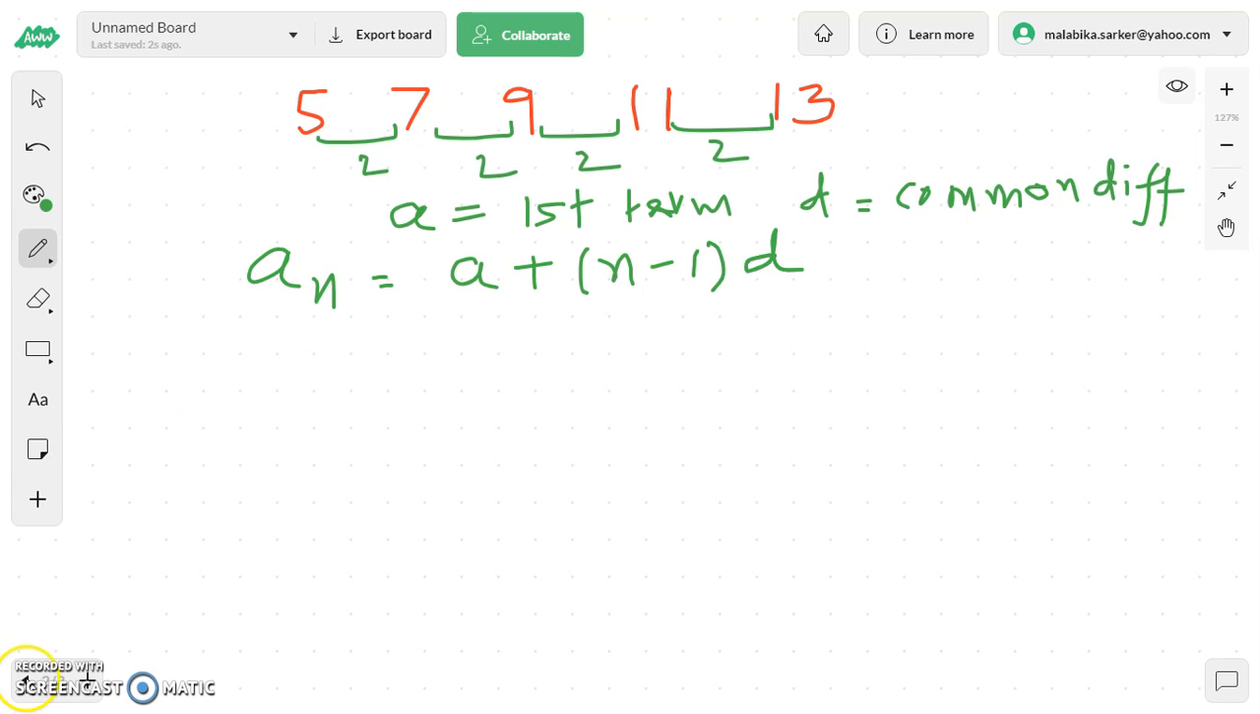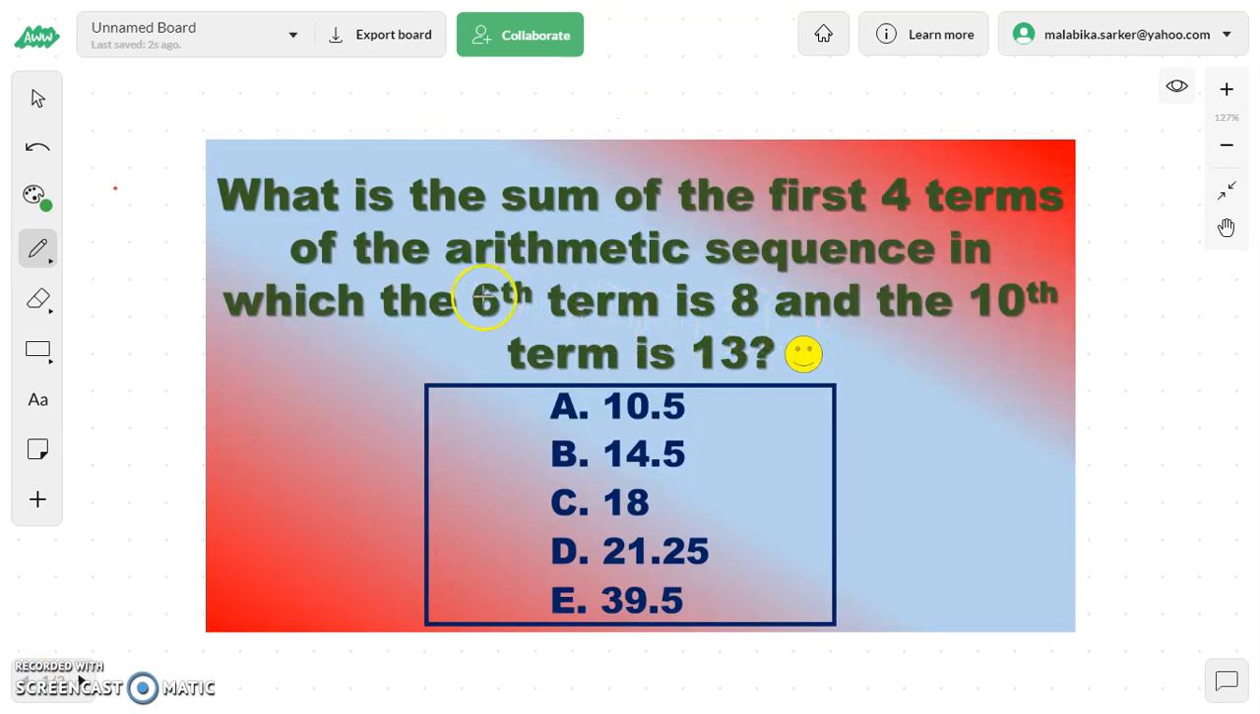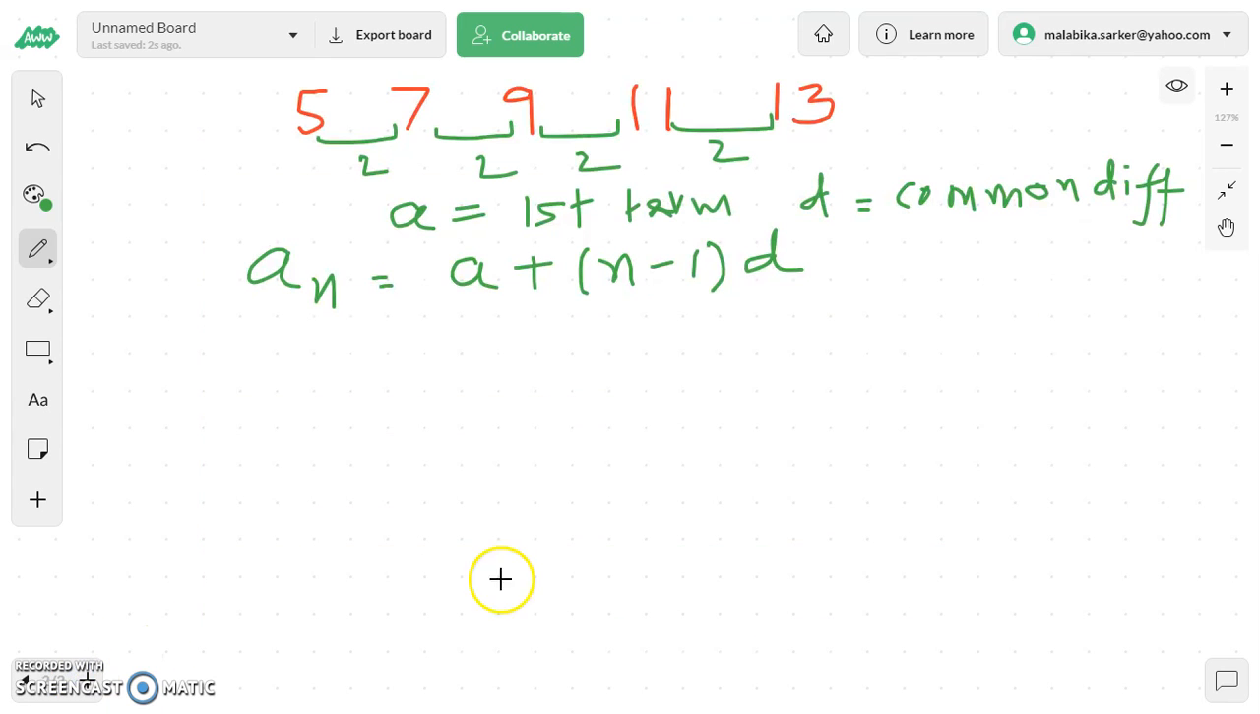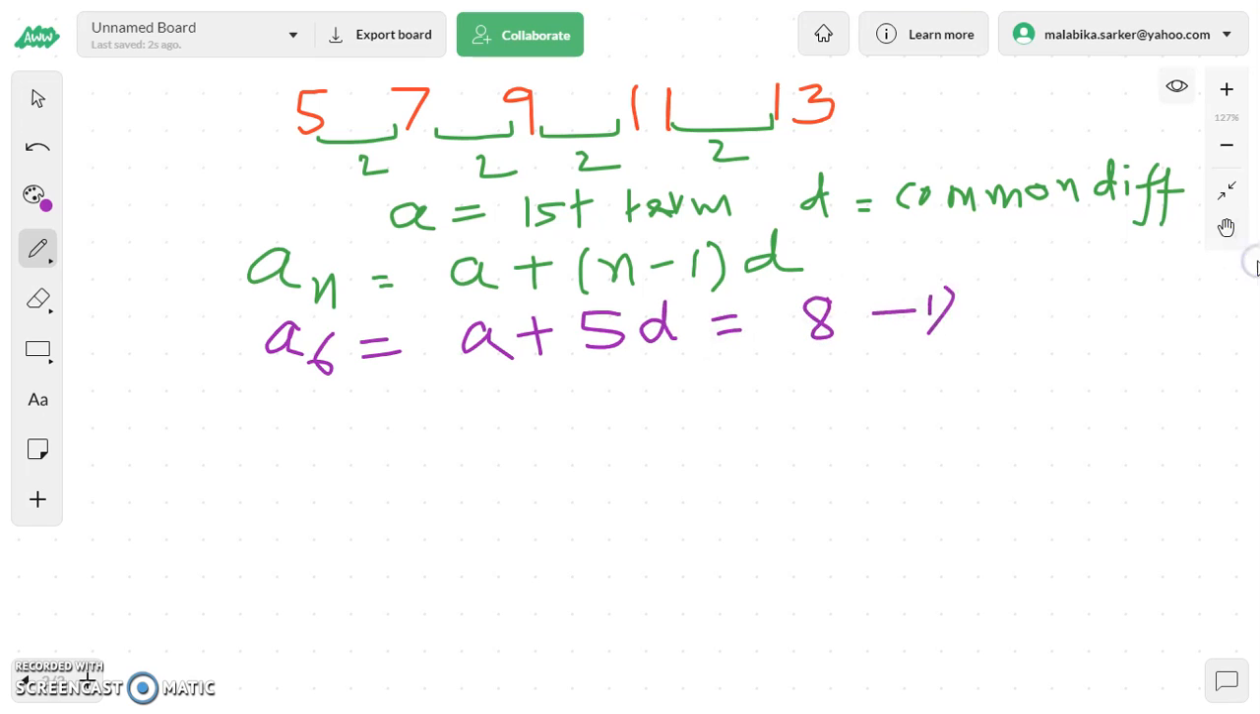So in our question, if you look carefully, it's given that the 6th term is 8 and the 10th term is 13. So we'll use this information. So what will be the value of A6? A6 will be A plus 6 minus 1, which is 5, times d, and that is given as 8. Let this be our first equation.